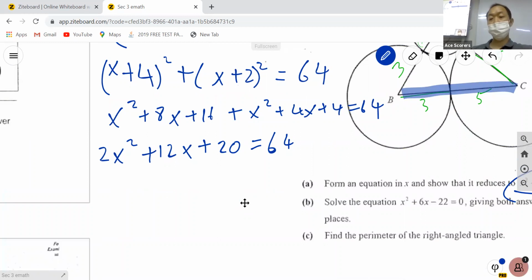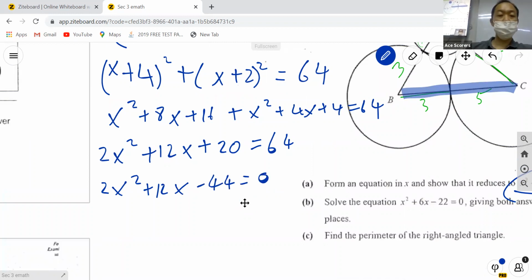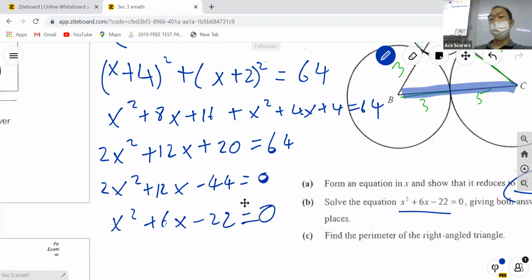Wait, how come I don't have the thing? Or must divide. So 2x squared plus 12 minus 44 equals 0. Right? Then divide by 2, so x squared plus. So shown. Right? Can you see that? So you get the same thing. Okay, so that's the first part. You gotta be able to get the same thing.